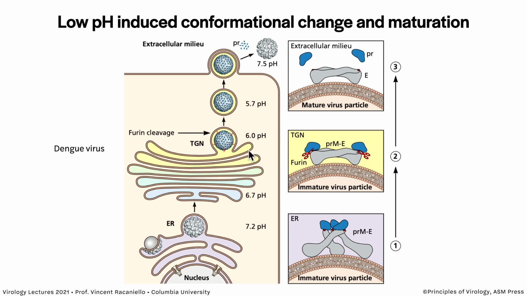In addition, there are proteases in the trans-Golgi, furins, that cleave PRM. It doesn't fall off yet. And then the mature virus particle comes out here as these vesicles fuse, and now it's neutral in the environment of the cell, the extracellular environment, and now the PR falls off. So now the fusion peptide is hidden because of the flattening of these glycoproteins, and we don't need the PR anymore. So maturation continues in this sequence.